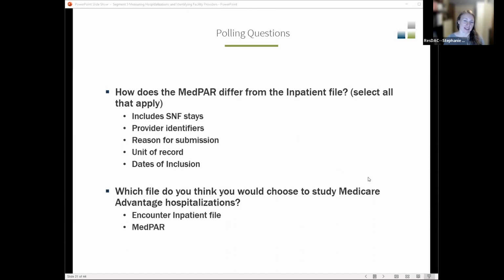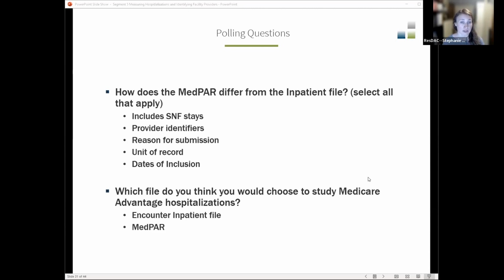Back to our poll. So provider identifiers are different. The reason for submission, that was kind of a cryptic one. The reason that things are submitted that end up in the MedPAR is for those policy payments. The reason that we see hospitalizations from the encounter side is basically a requirement for the plans to submit the services in order to calculate risk adjustment. So they do have different reasons for submission.